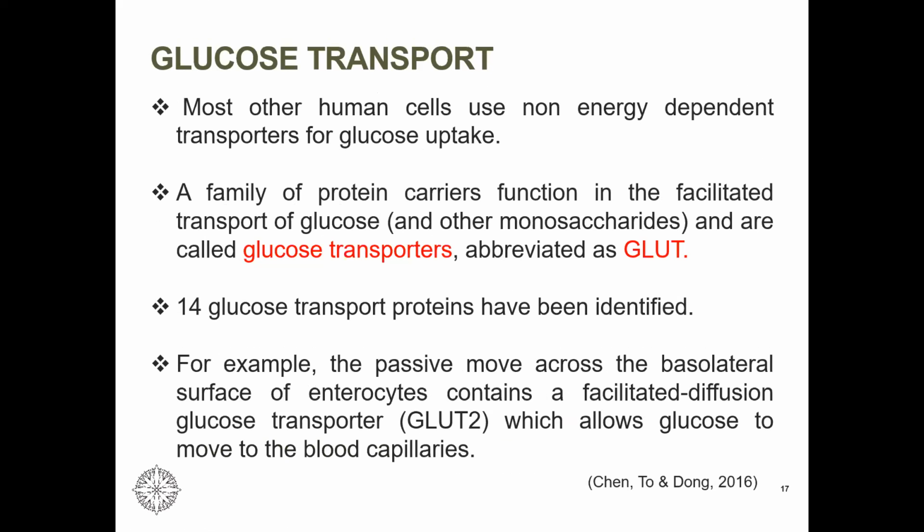Now, this was in the intestinal cell, but as we all know, every cell needs glucose. So some other cells may use carrier proteins to transport glucose, and they are collectively called GLUT, or glucose transporters. There are so many, we are discovering them even now. So far, you don't have to remember all of them. There are a few, and that slide is coming up. So far we have identified about 14 glucose transporters.